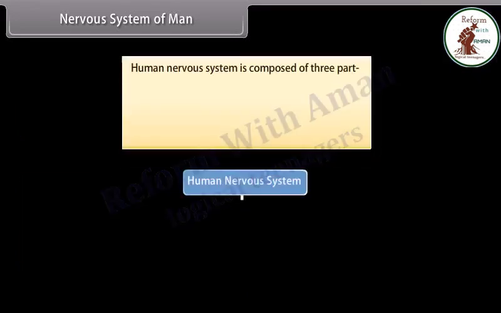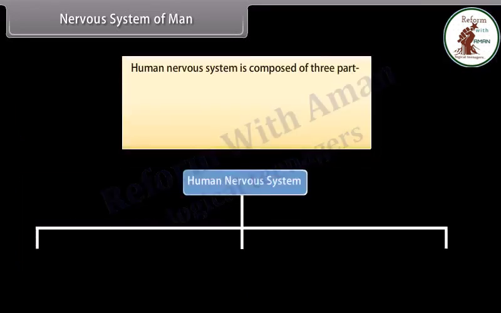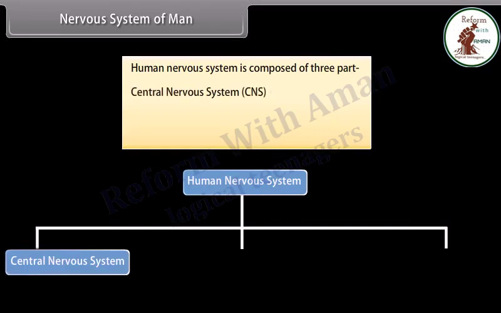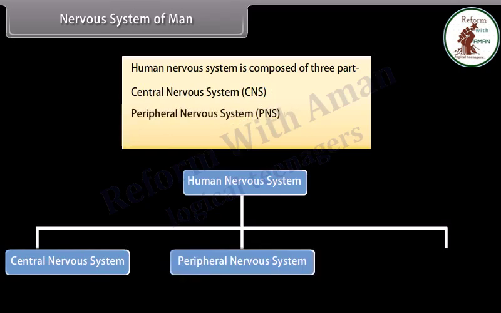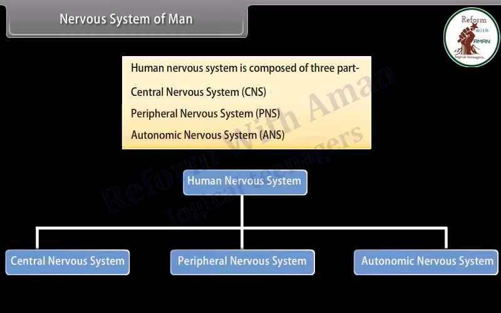The human nervous system is composed of 3 parts: central nervous system, CNS; peripheral nervous system, PNS; and autonomic nervous system, ANS.